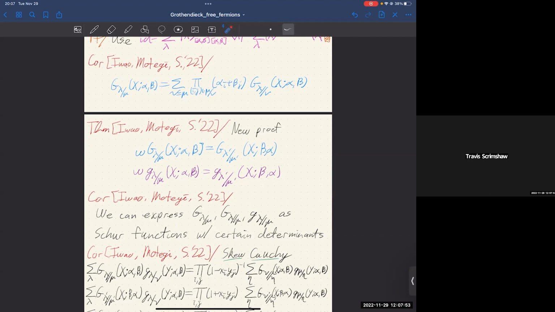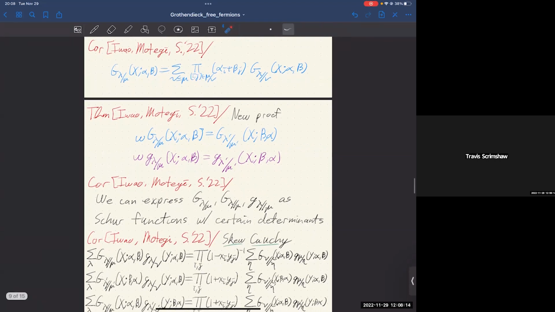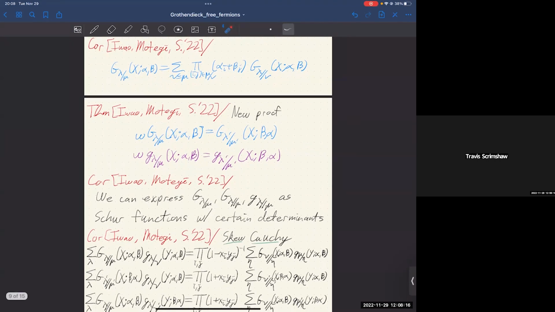And for our proof, we needed to use a slightly different version of the vectors that naturally encode how conjugation works at the level of the Maya diagrams. But just due to time constraints, I'm not going to go into that. But we do get a new proof of this.